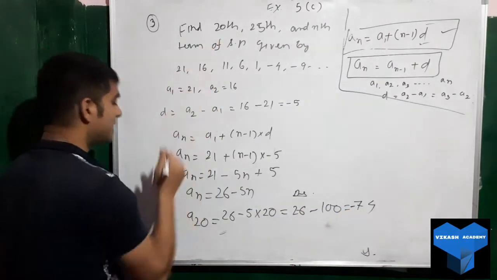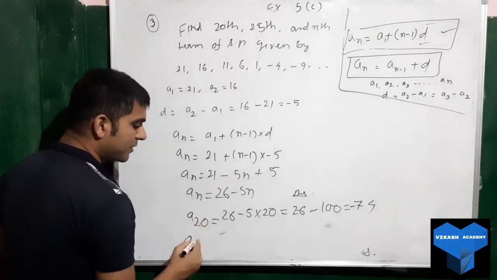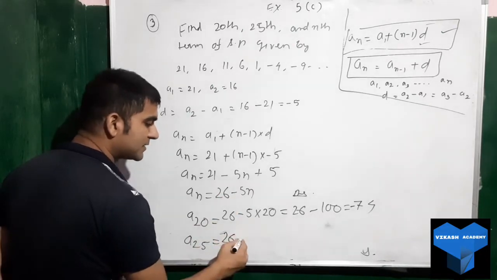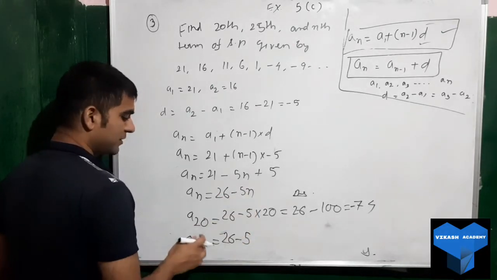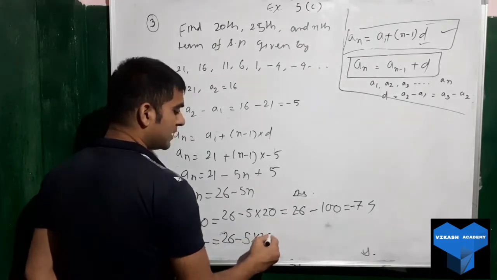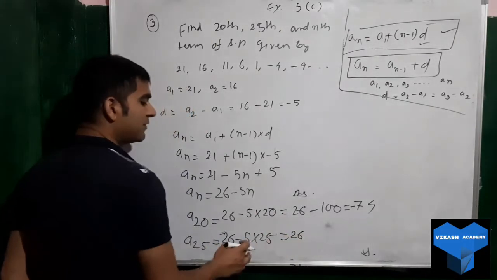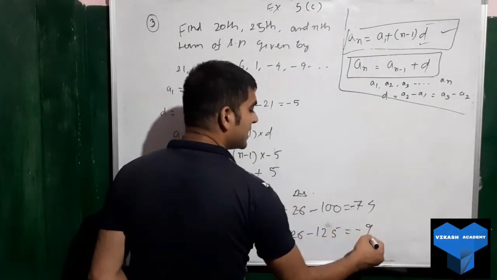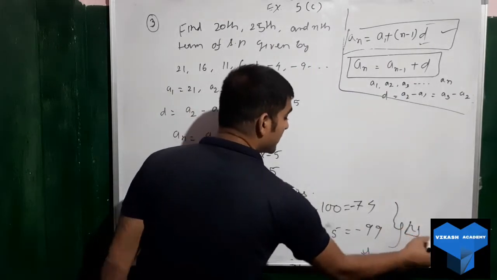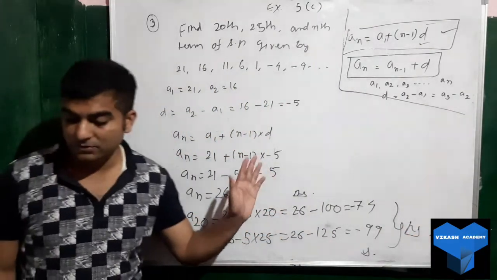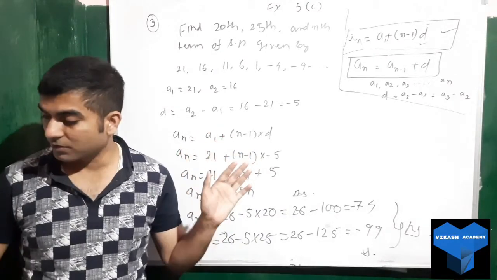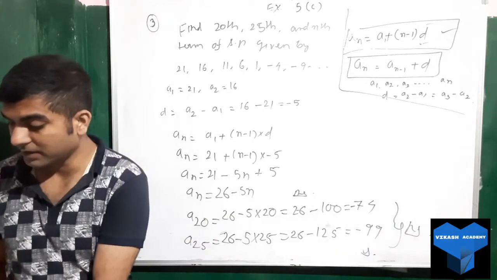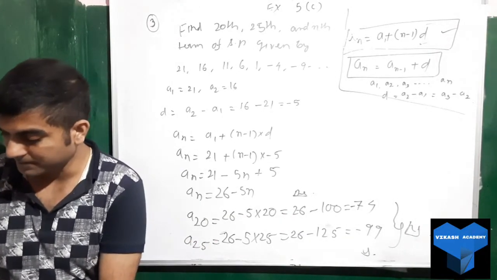Next one, we have to find the 25th term. So write A25, at place of n put 25, equal to 26 minus 5 into 25. 25 into 5, so it will be 125. Subtract, how much you will get? Minus 99. So these two we got the answer.